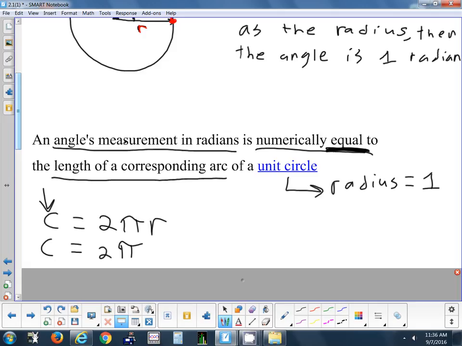Okay, Marquise, what am I going to multiply by here? 180. Good, where's that going to go? On the top. Nice. 180 in the top. And what else? Divide by pi. Perfect. Pi in the bottom. Marquise, do I need to put the little circle on the 180? Yeah. Absolutely. Anytime you have something in degrees, you have to put the circle.